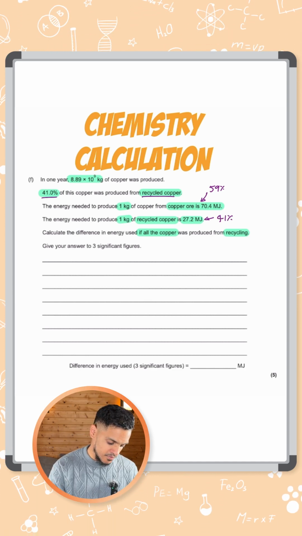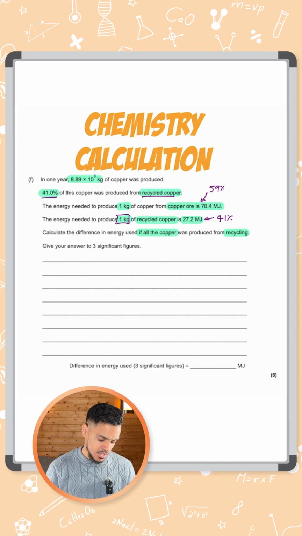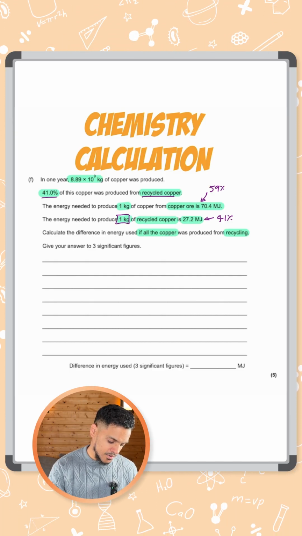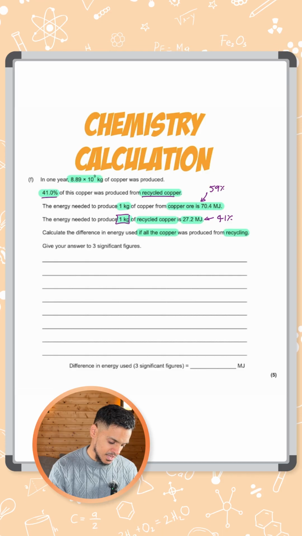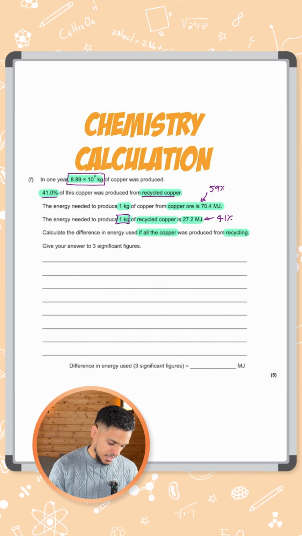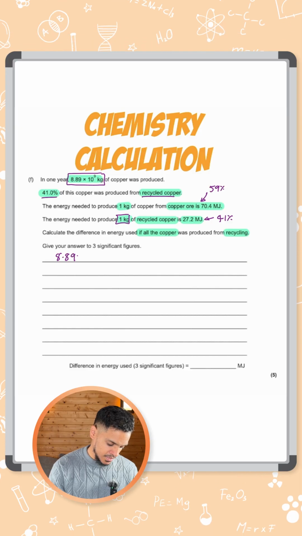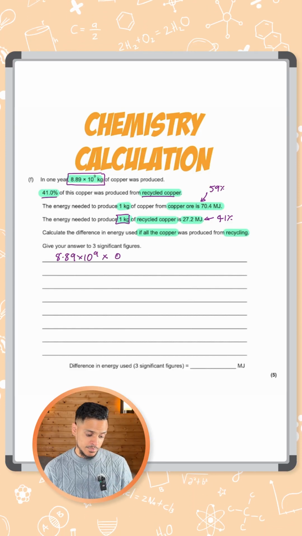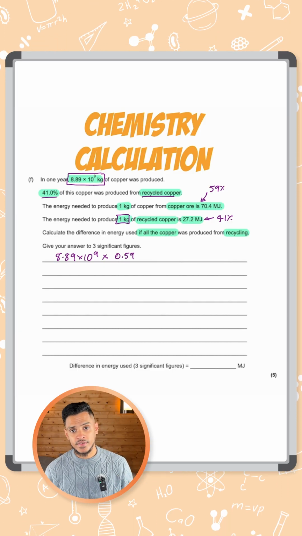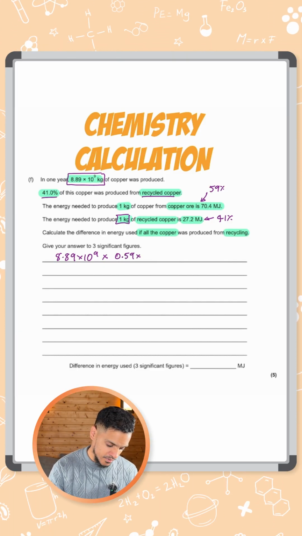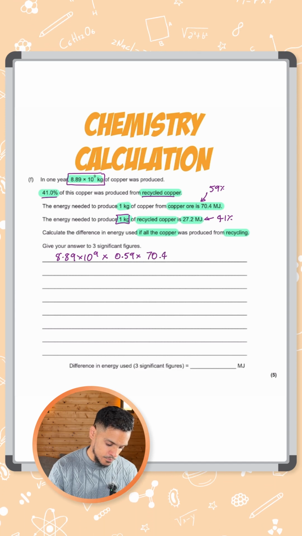Remember, both of these are for 1 kilogram of the substance, but we don't want 1 kilogram. So for the top one, it's going to be 59% of this number here, the 8.89 times 10 to the 9. So we get our mass, the 8.89 times 10 to the 9 kilograms, times that by 59%. So that's 0.59 basically. And then times that by the energy for 1 kilogram. So 1 kilogram is 70.4 megajoules.